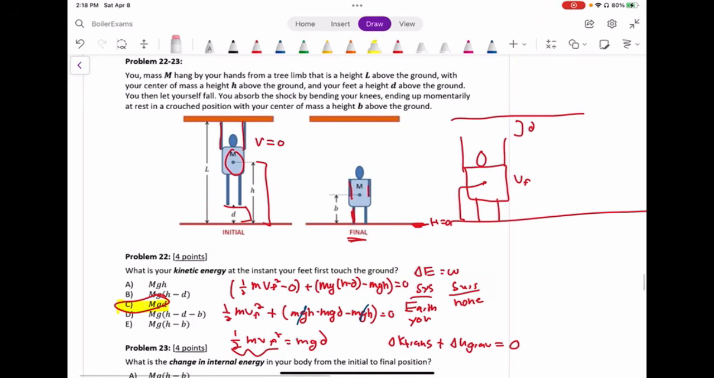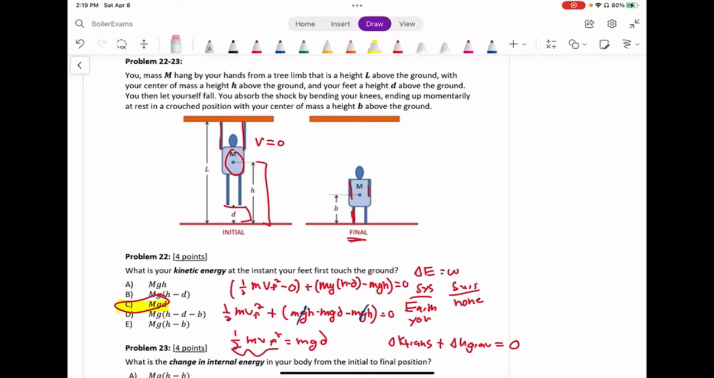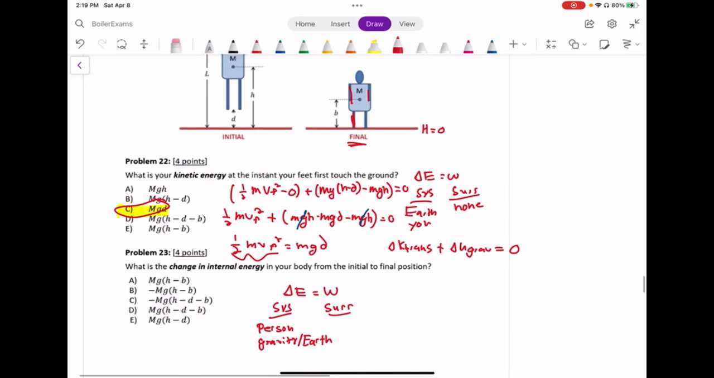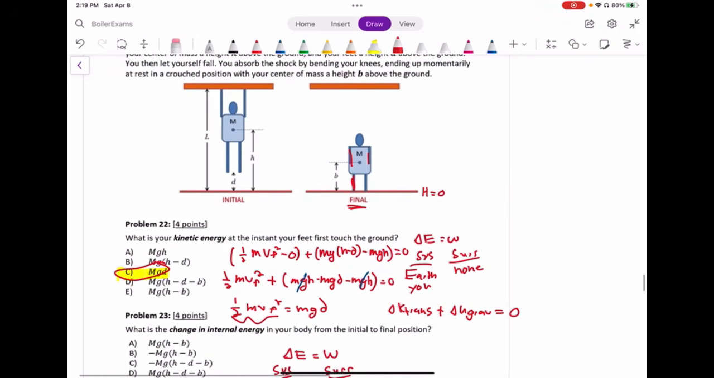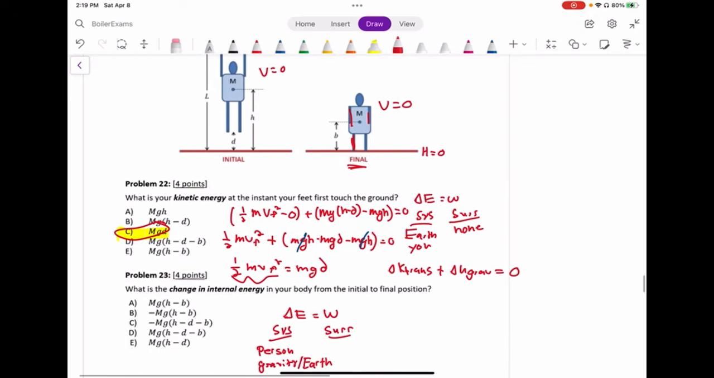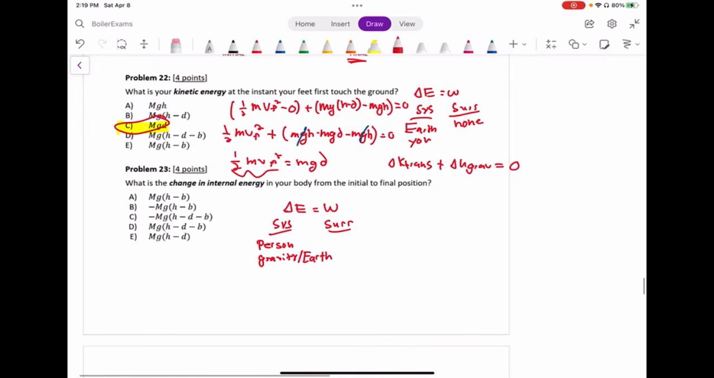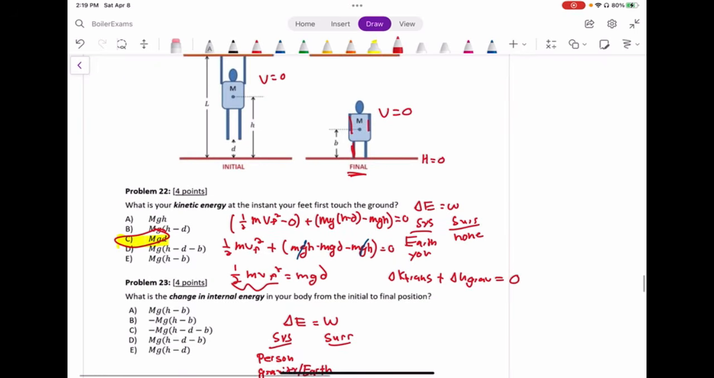Now we can ignore the case where it was an intermediate, so still h equals 0. We're comparing the complete initial, when he's hanging, to the complete final, when he's sitting there. What's the change in kinetic energy? Initially he's hanging, his velocity equals 0, and he's sitting here finally with velocity equals 0. I'm going to ignore K trans because it's not changing. How about the gravity contribution?